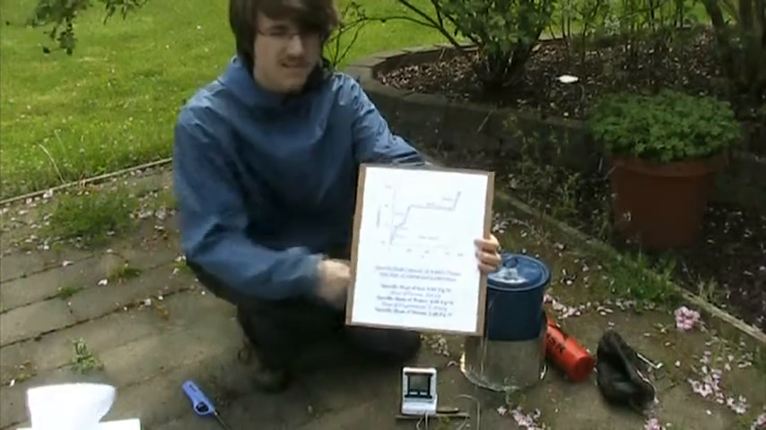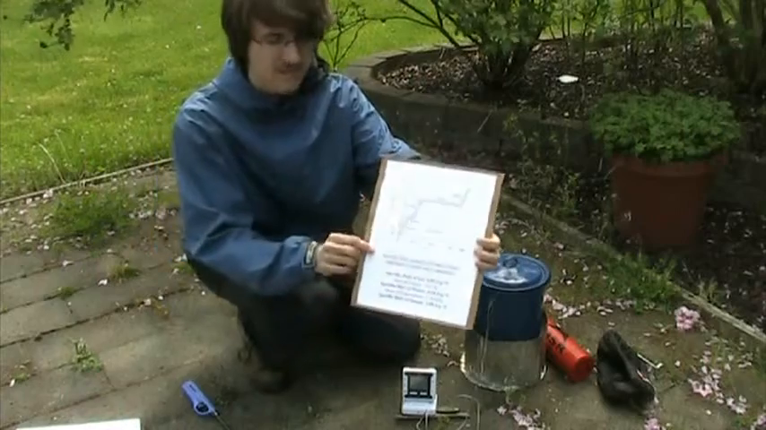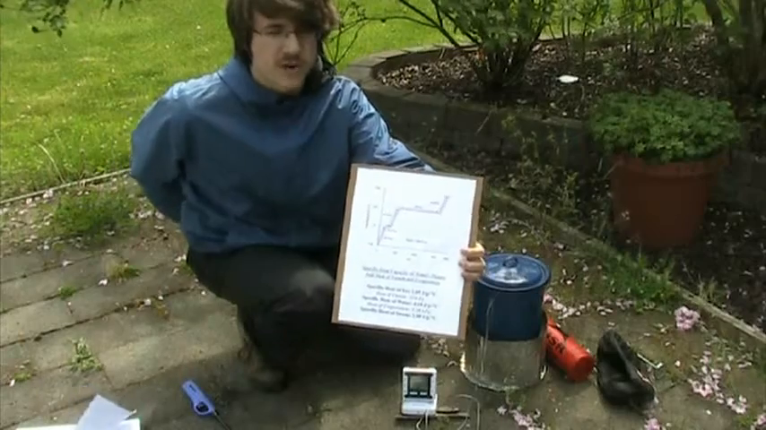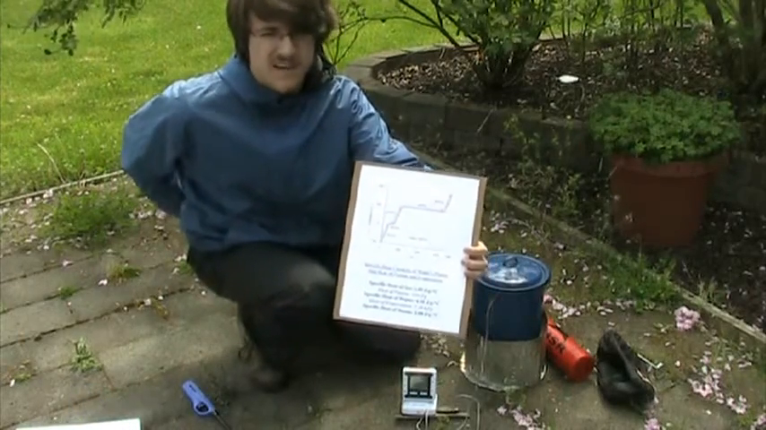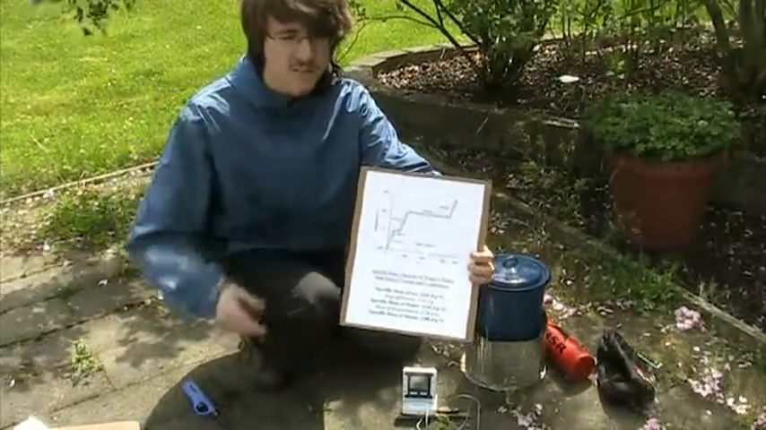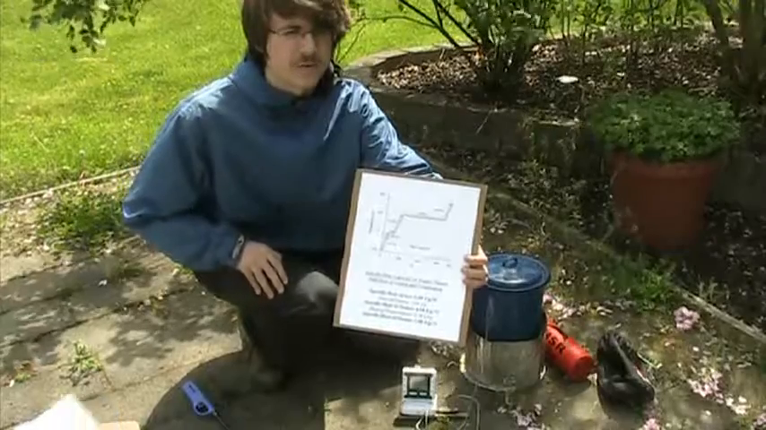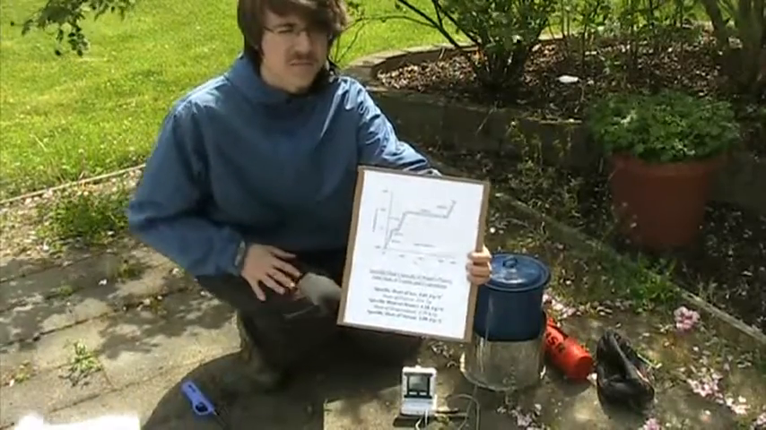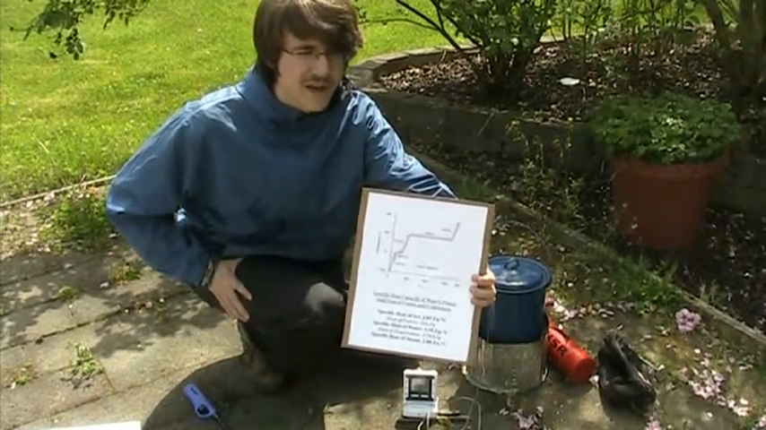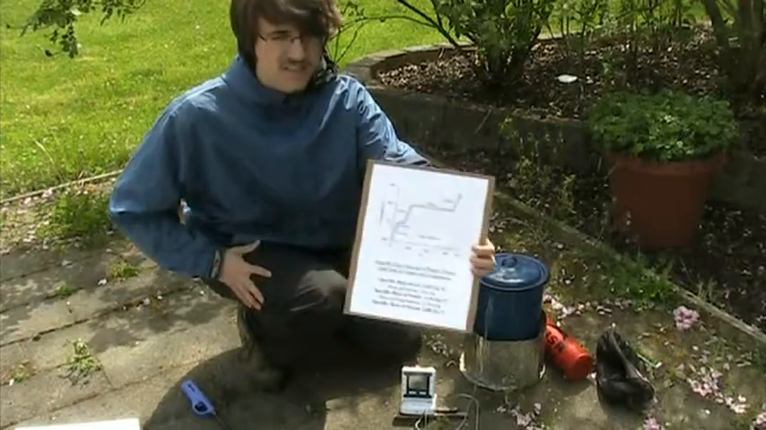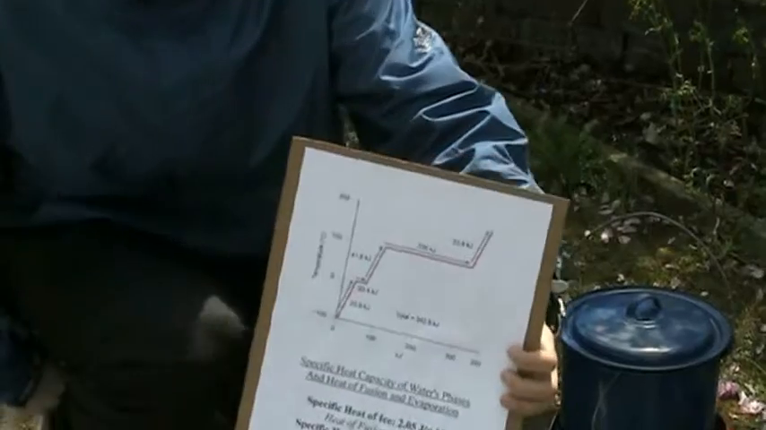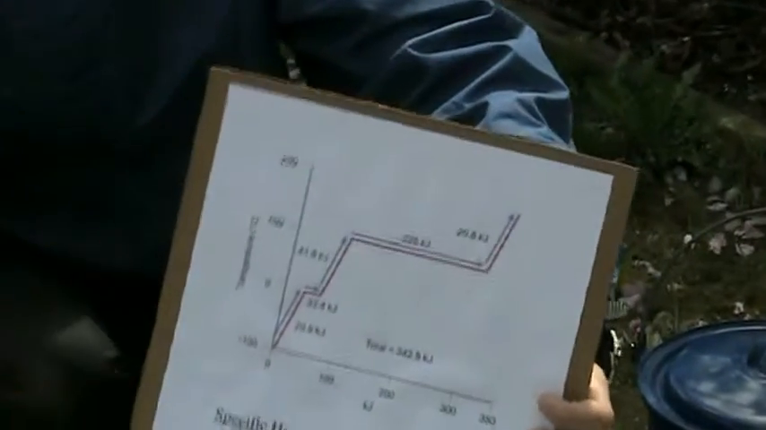And while the ice is heating up, it'll heat up at a rate of 2.05 joules per gram per degree Celsius. That is, it'll take 2.05 joules to heat up 1 gram of ice by 1 degree Celsius. Now if you were to cool that down by 1 degree Celsius, you would get 2.05 joules of energy back. And this number is ice's specific heat capacity.